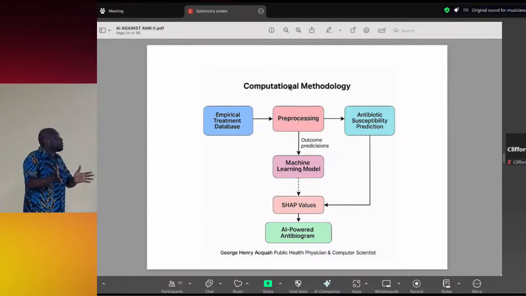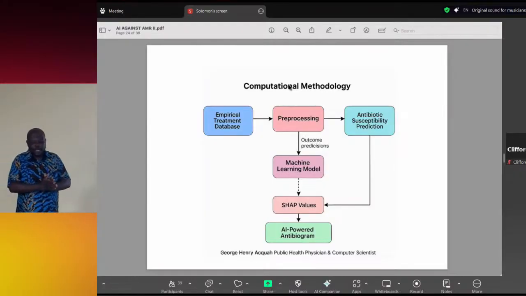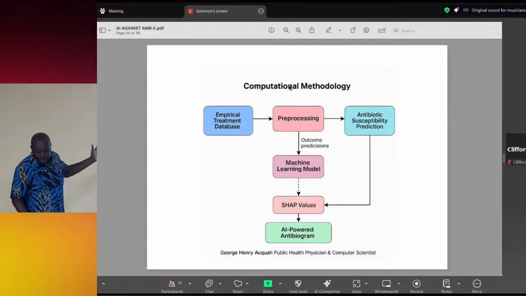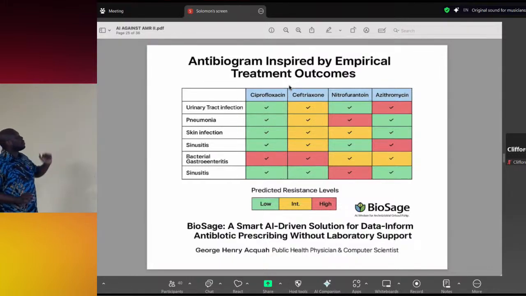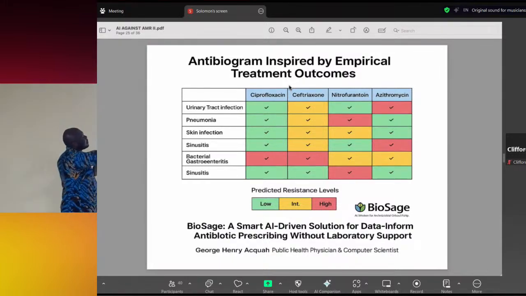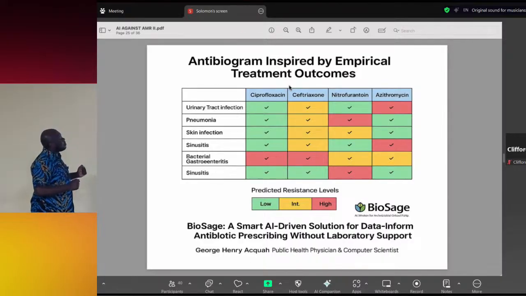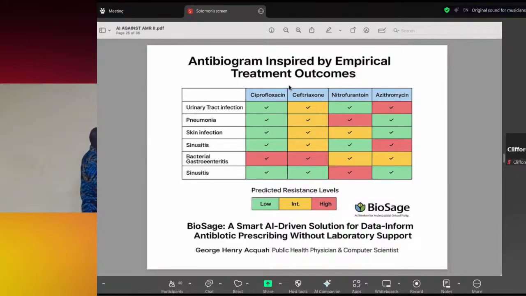If it's in the case of about 30% of the time, then it means obviously we are making a wild guess. So that's what the loop mechanism together with the sharp values tend to do to help with the model. A completed antibiogram typically will look something like this, where we have our drugs as columns and diseases as rows, and we'll be able to make our predicted resistance levels, based on the machine learning model that we generate, as low, intermediate, or high.